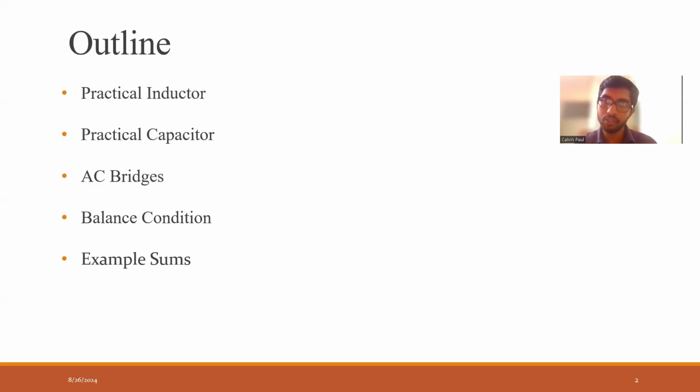And why do we use bridges? Because they provide us the flexibility of varying certain quantities such that we can get an estimate of the actual inductance or capacitor or its parasitic resistance, etc. And then we also need to find something known as a balance condition. At balance condition, we can use that to find the value of these inductors and capacitors. And then we will solve some example sums.